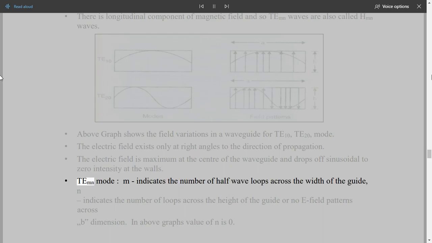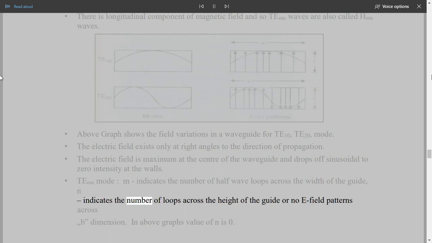TM mode. M indicates the number of half-wave loops across the width of the guide, N indicates the number of loops across the height of the guide, or no E-field patterns across B dimension. In the above graph, the value of N is 0.